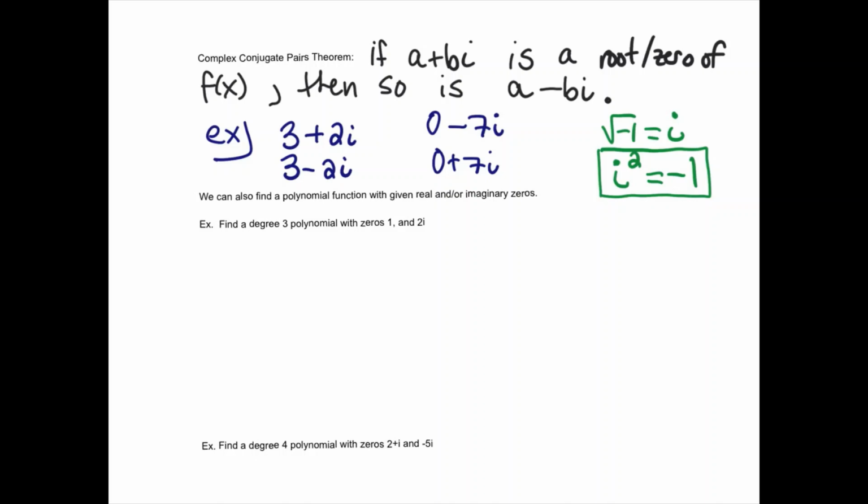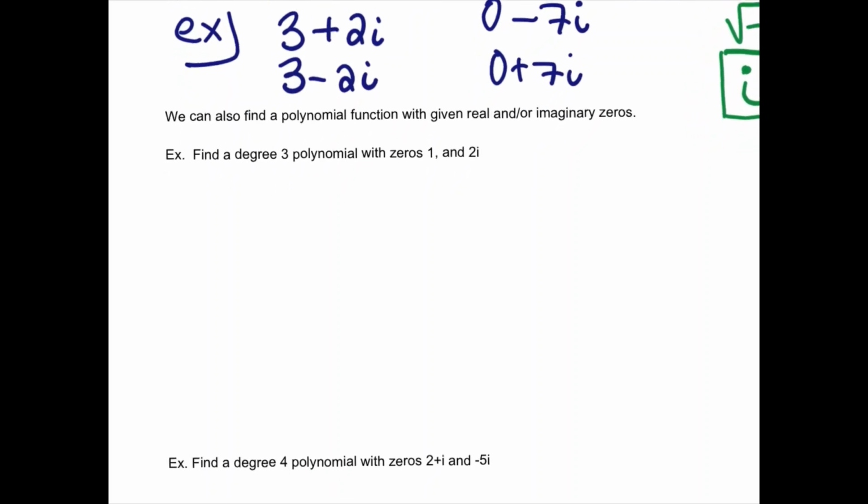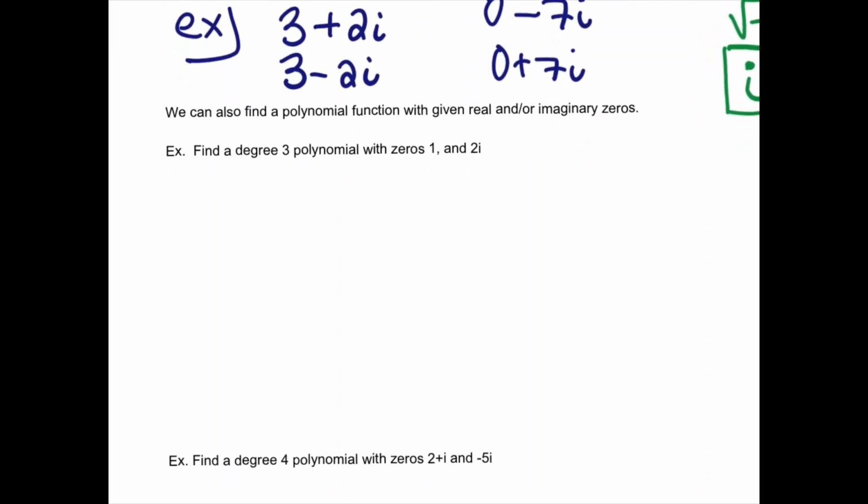So let's look at our first example. It says, find a degree 3 polynomial with zeros of 1 and 2i. Well, by the consequence of the fundamental theorem of algebra, if I have a degree 3 polynomial, I need to know 3 of the zeros. I know 1, I know 2i, so I'm really just missing one of them. But if you recall, we said from the complex conjugates theorem, if 2i is a zero, then negative 2i is a zero as well. So those are my zeros.